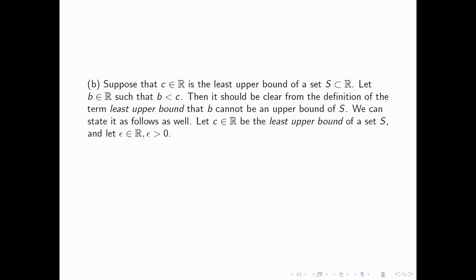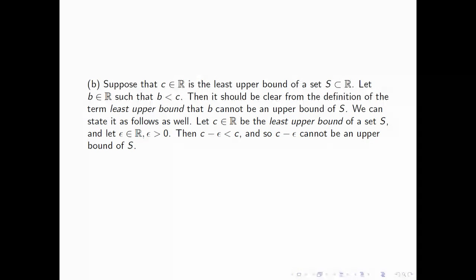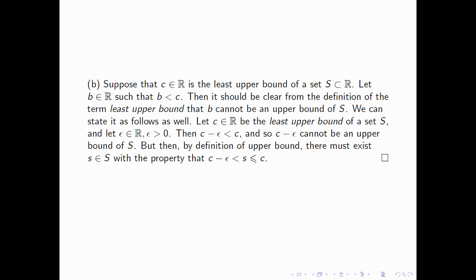Now, we can state the same thing as follows. If C is a real number and it's the least upper bound of a set S, let us pick any small real number epsilon. Then C minus epsilon must be less than C, and so C minus epsilon cannot be an upper bound. Because remember, C was the least of the upper bounds. So any number smaller cannot be an upper bound.